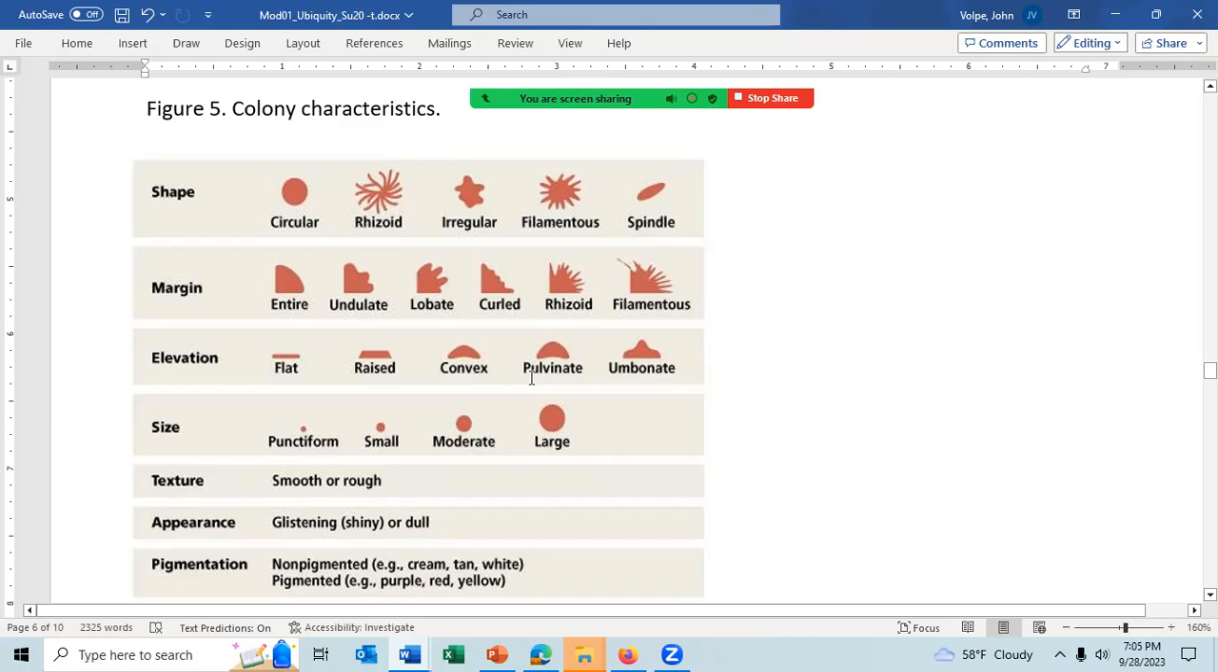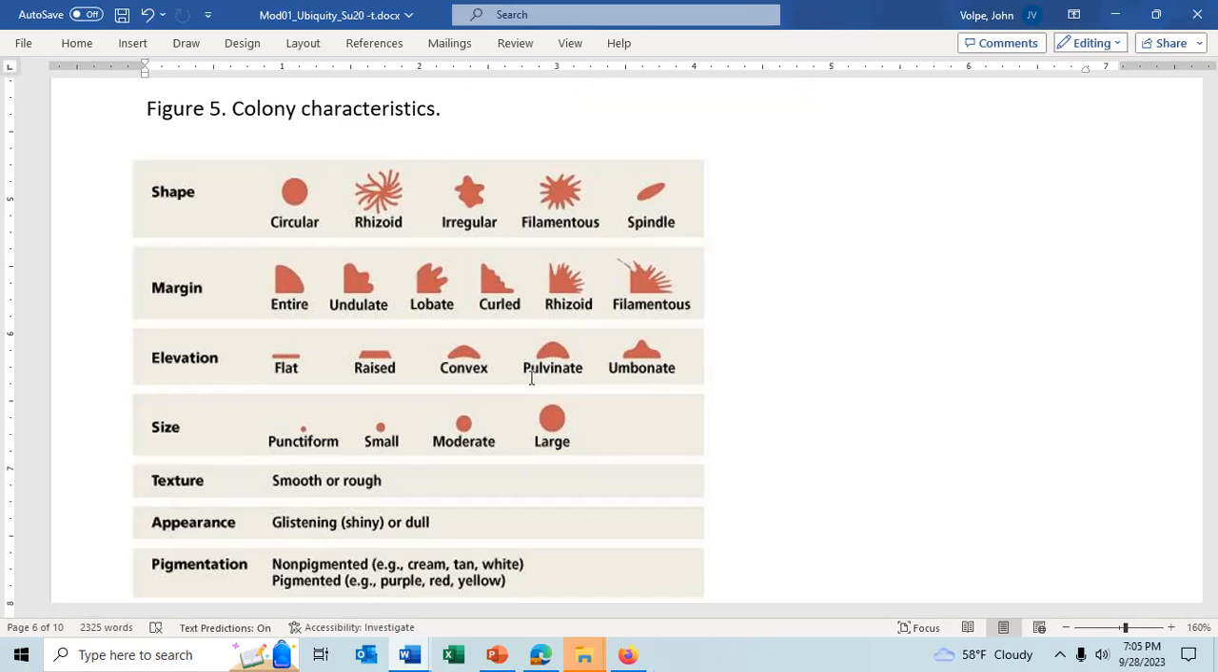I'm unlikely to ask you about the elevation because to get the elevation of a colony, you really need to take off the lid and then lift the plate up to your eye level and then look at the colony from the side to determine is it flat, raised, convex, pulvinate, or umbonate.